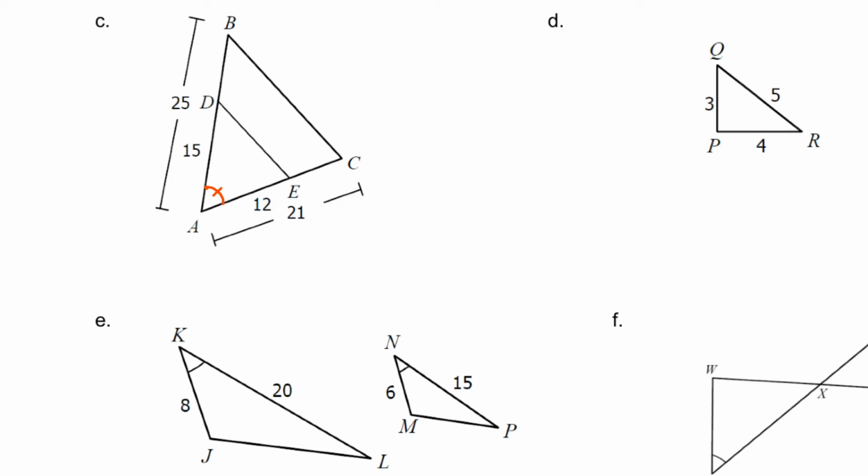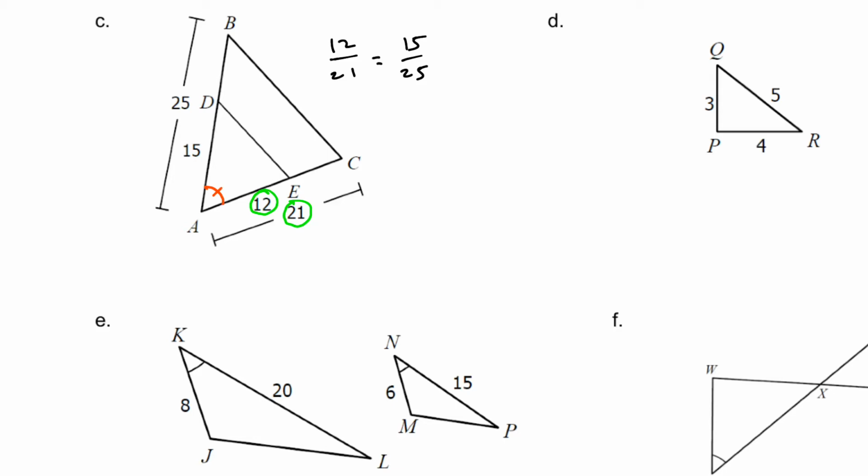And I think you can see that we have 12 in the small triangle. That would correspond with 21 in the large triangle. So let's set up these ratios of corresponding side lengths. So we have a side length of 12 in the small triangle corresponding with a side length of 21 in the large triangle. And then we have a side length of 15 in the small triangle corresponding with a side length of 25 in the large triangle. And then we want to see if these two fractions are equal. If they are, then we would have side angle side similarity.